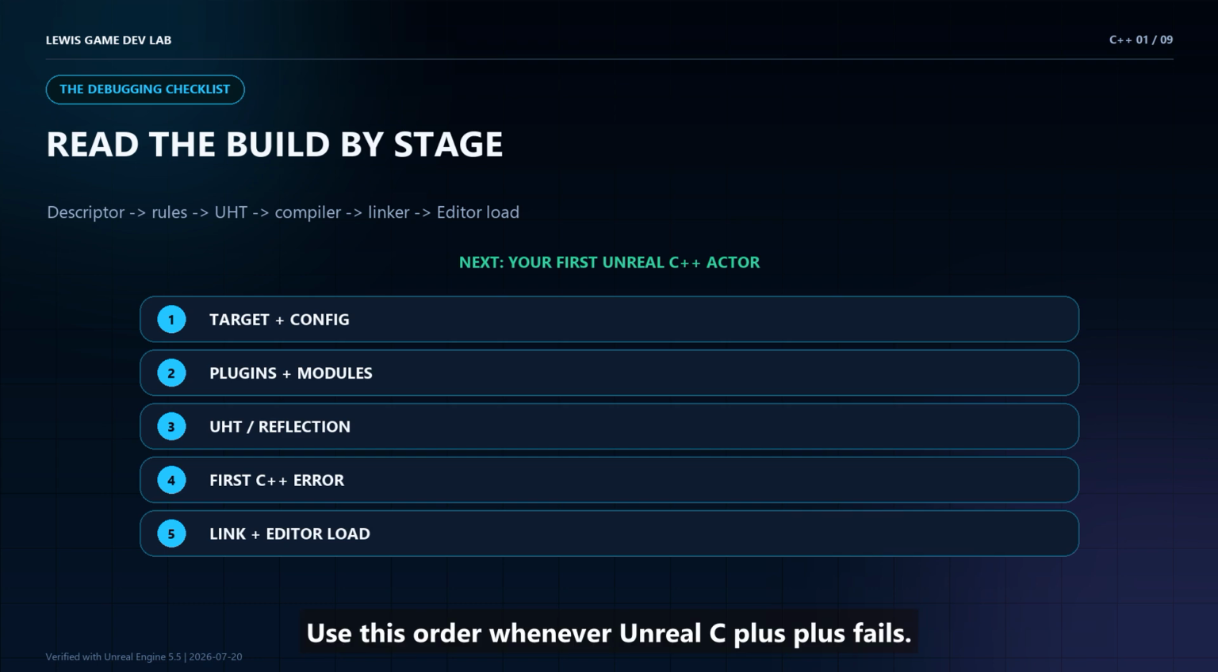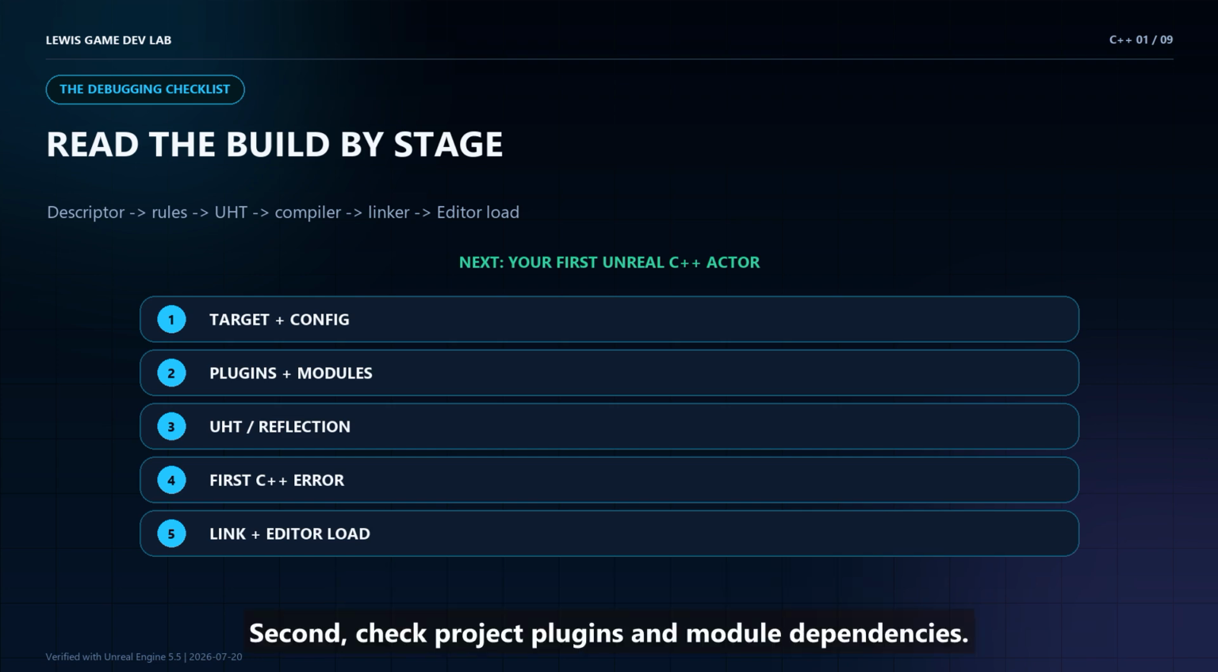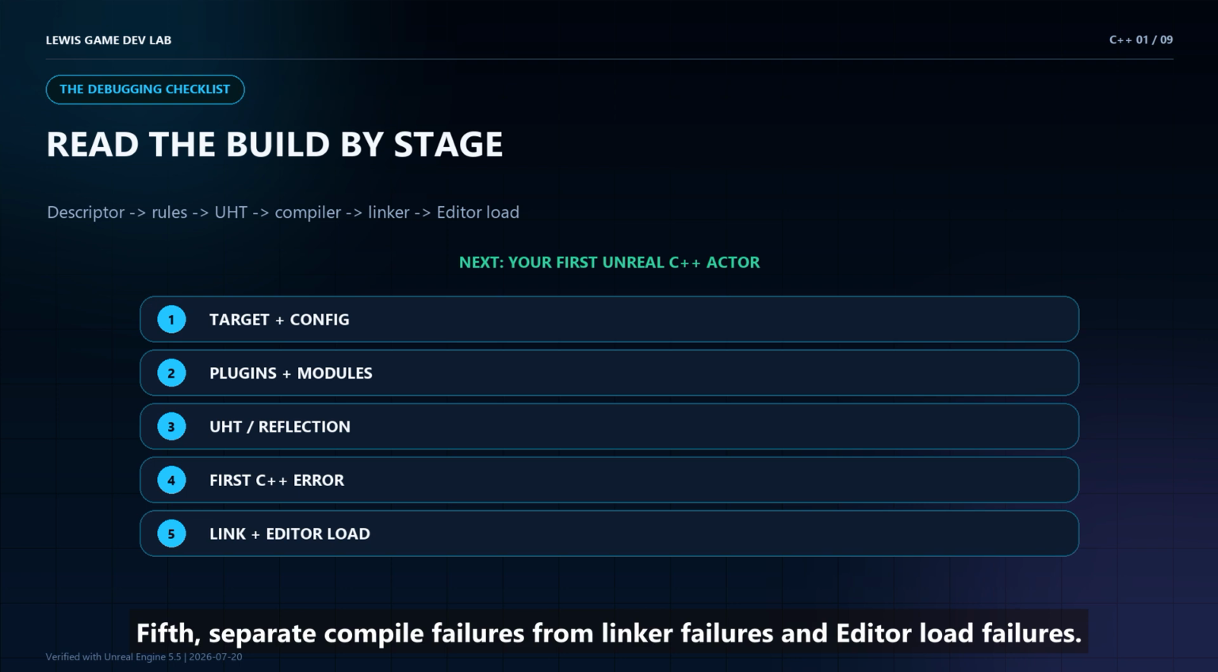Use this order whenever Unreal C++ fails. First, confirm the target and configuration. Second, check project plugins and module dependencies. Third, look for an Unreal Header Tool or reflection error. Fourth, inspect the first native compiler error, not the 100 follow-up messages. Fifth, separate compile failures from linker failures and editor load failures.